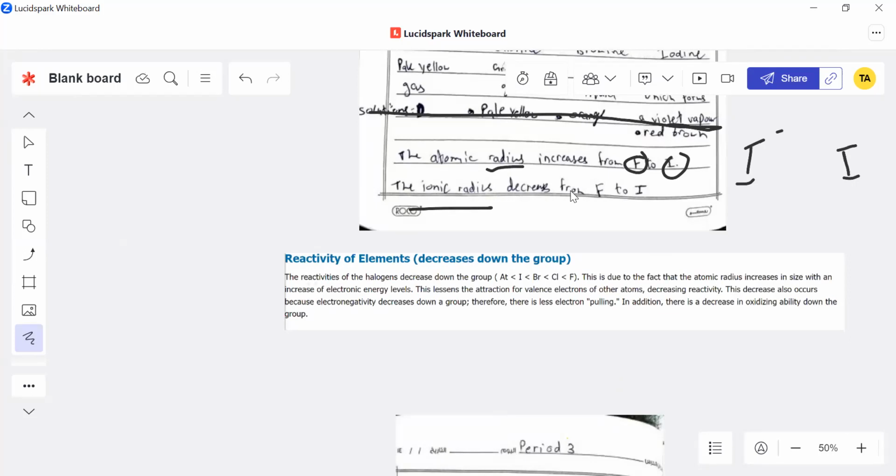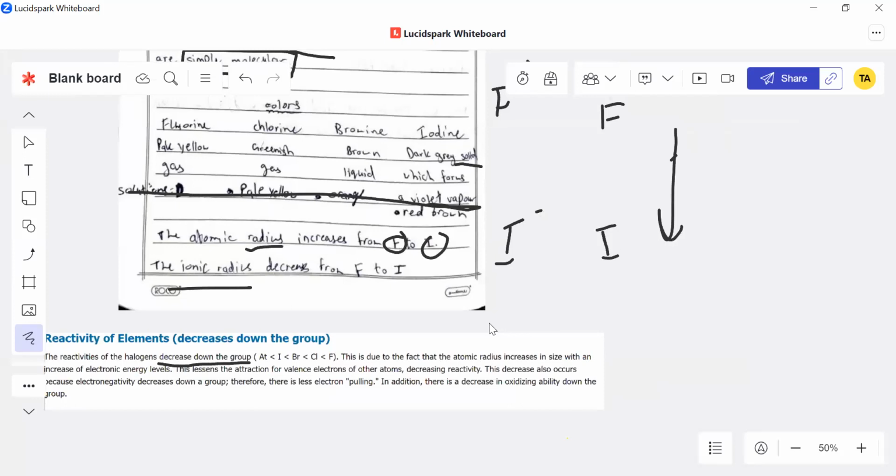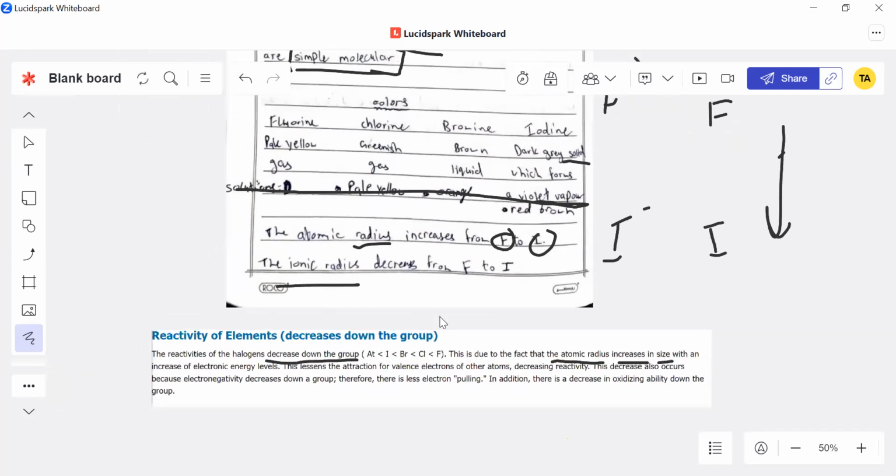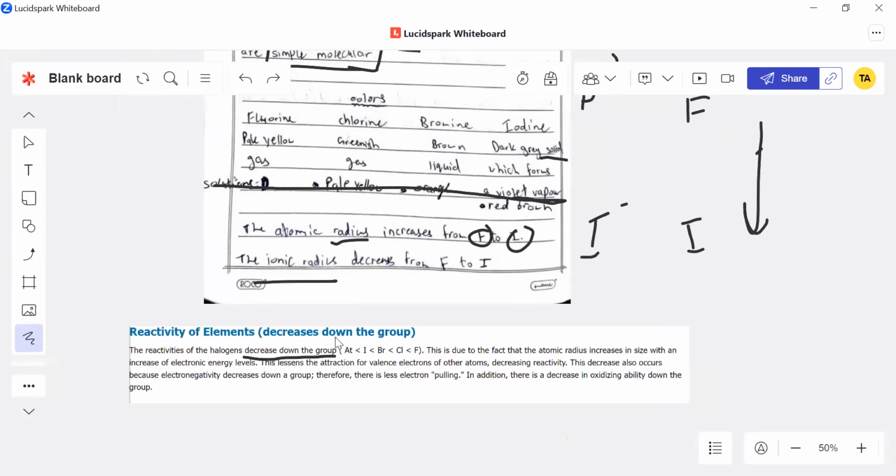I told you earlier, the reactivity of halogens decreases down the group. So when you go down the group, the reactivity decreases. This is due to the fact that the atomic radius increases in size with an increase of electronic energy levels. So the electronic shells increase, atomic radius increases. This lessens the attraction for valence electrons, as I told you earlier. So this decreases the electronegativity. I'll explain what electronegativity is. But for now, two things you need to know for halogens: the reactivity decreases down the group, and the atomic radius increases down the group.